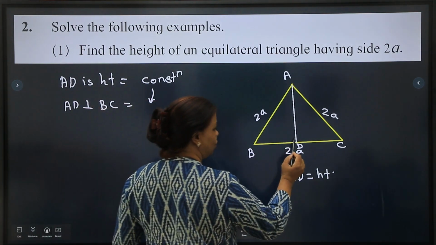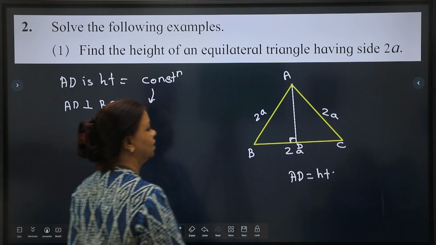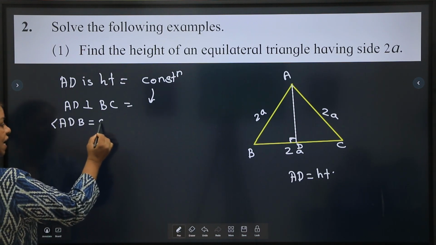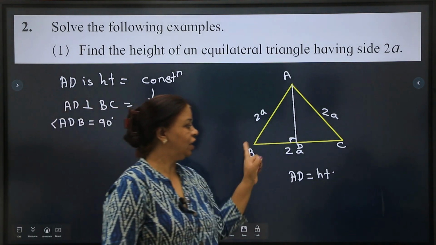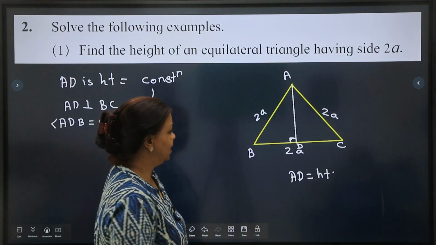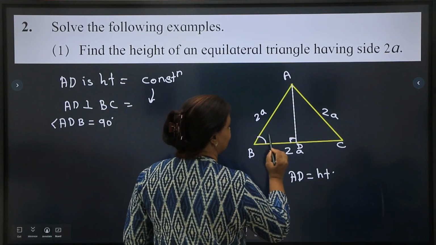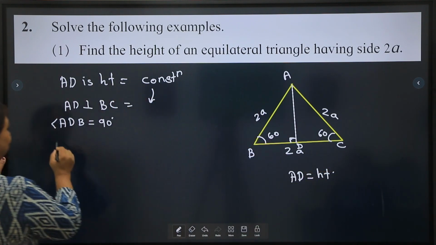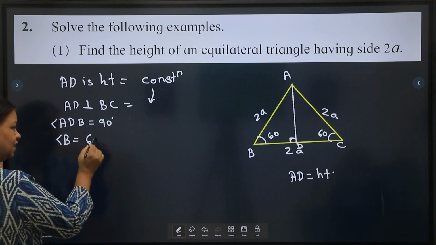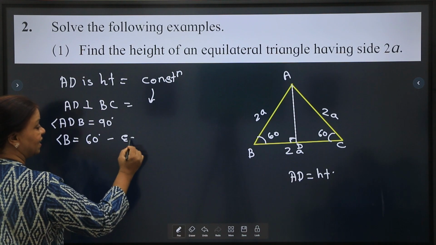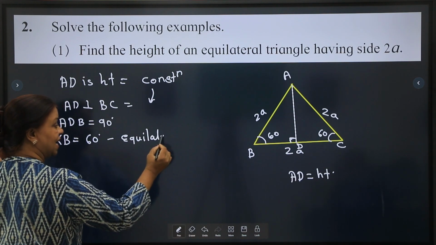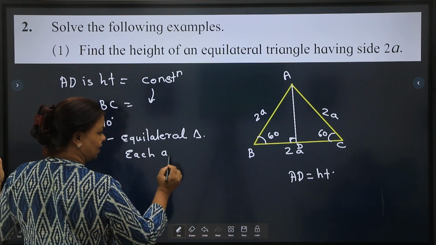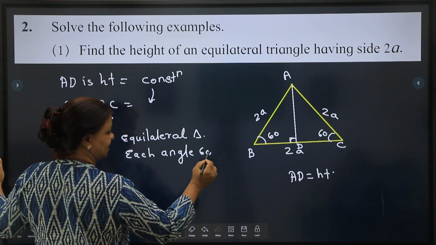So if AD is perpendicular to BC, this angle will be 90 degrees. Clear? So angle ADB will be equal to 90 degrees because we drew the perpendicular. And as it is an equilateral triangle, this angle will be 60 degrees. So angle B is 60 degrees. In an equilateral triangle, each angle is 60 degrees.